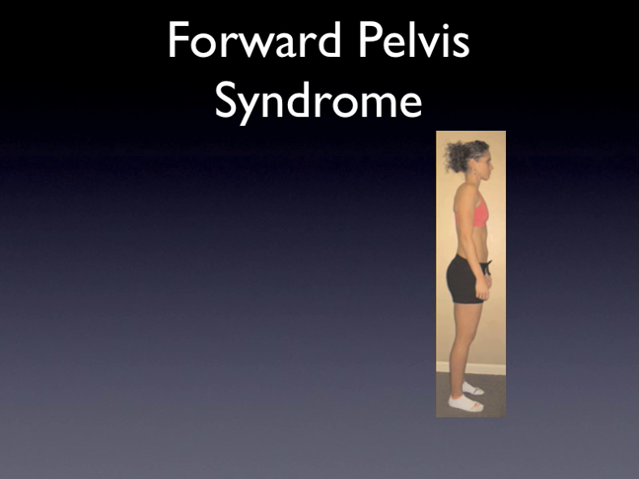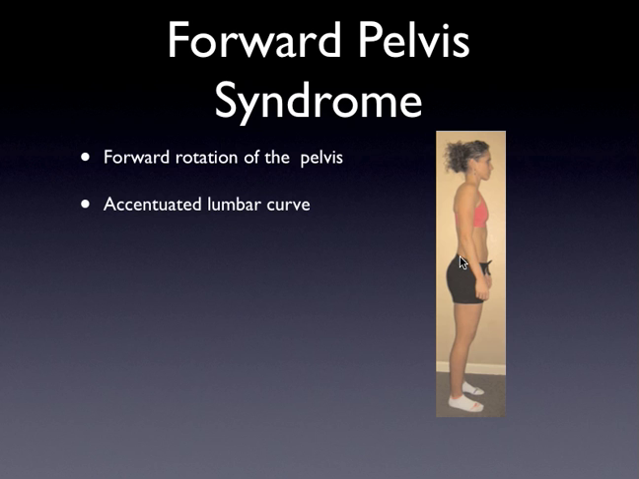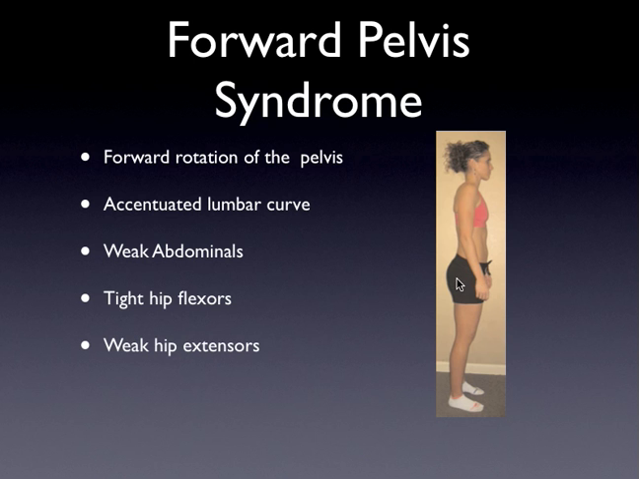The characteristics of forward pelvis syndrome include a forwardly rotated pelvis and an accentuation of the lumbar curve. So you see here that the lumbar curve would be more accentuated, or a sway back as you'll sometimes hear it called. Weak abdominal muscles, tight hip flexors here on the front side of the hip, and weak hip extensors, including the buttocks muscle and the hamstrings.